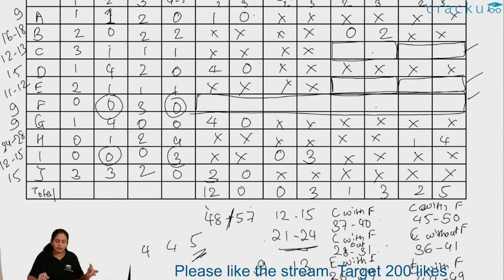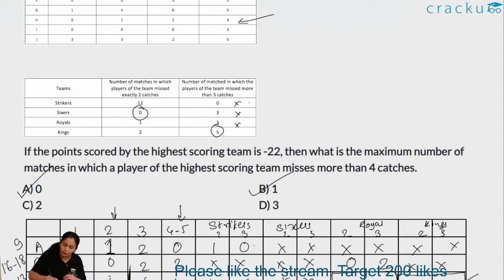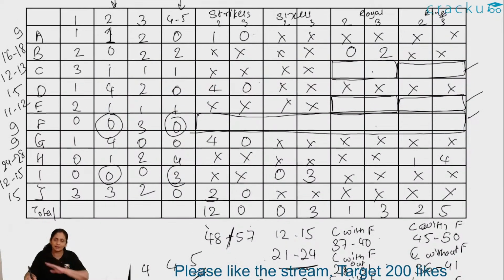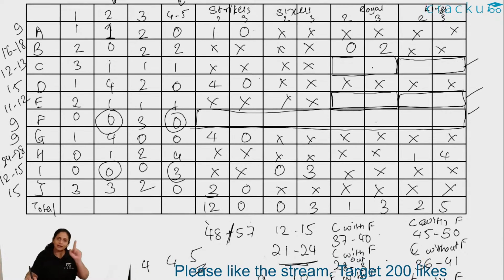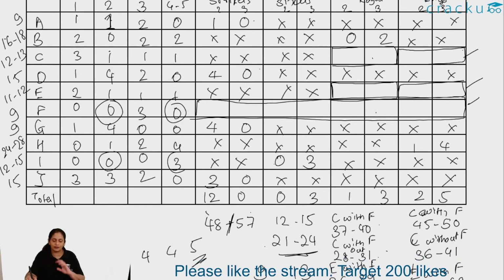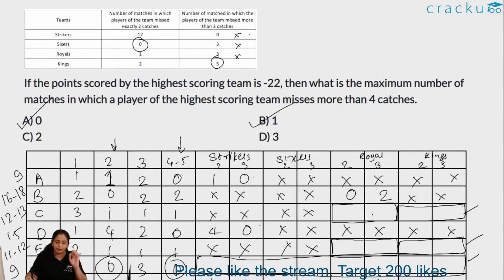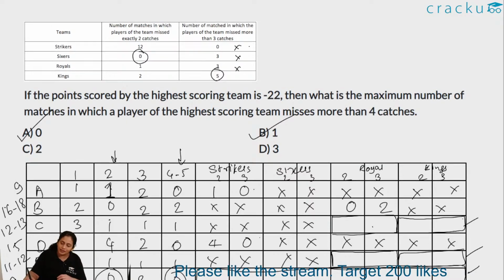And from I also, there is only one match in which he has actually had a 5 catch. So that basically means that in how many matches has that happened? That answer is option B, 1. Basically, you have one guy who has not had any match with 5 catch drops, and I who has had one match with 5 catches dropped. So that basically means there is one match in which one of the players has missed more than 4 catches. So the answer is B.